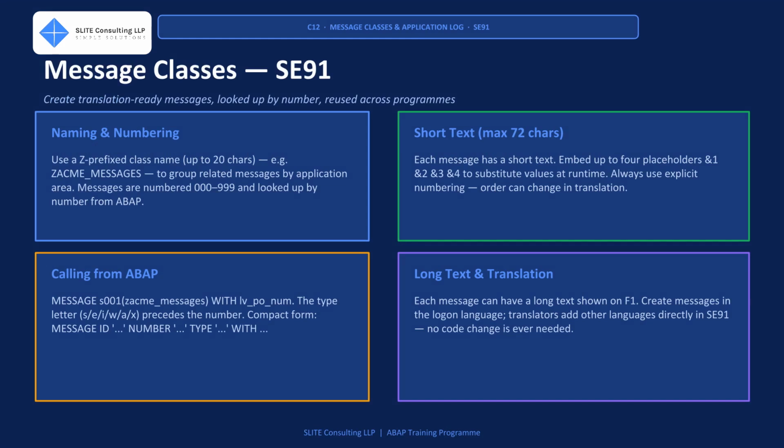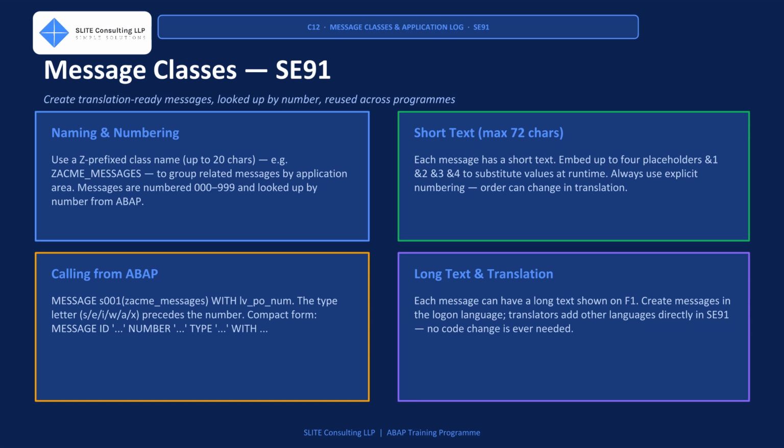Transaction SE91 is the message maintenance transaction. Create a message class with a Z prefix name, up to 20 characters, and a short description. Inside the class, each message has a 3-digit number from 000 to 999 and a short text of up to 72 characters. The short text can contain up to 4 placeholders: &1, &2, &3, and &4. Using explicit numbers like &1 and &2 rather than bare ampersand signs ensures that translators can reorder the placeholders correctly for languages where the grammatical word order is different from English.